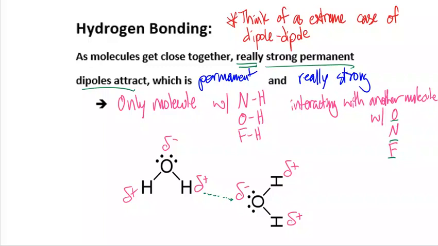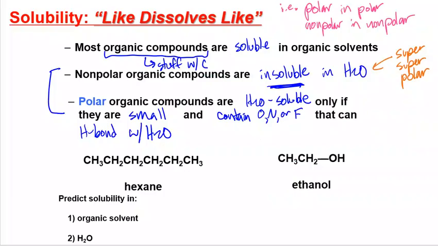And so when we're talking about something hydrogen bonding with water, well, water already has that OH. And so for something to hydrogen bond with water, the other molecule that's hydrogen bonding with it just has to have an O, an N, or an F. Okay, so let's do a couple of examples where we're predicting the solubility of something in something else.